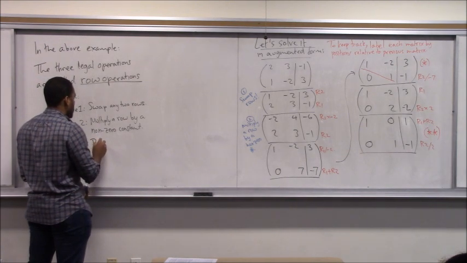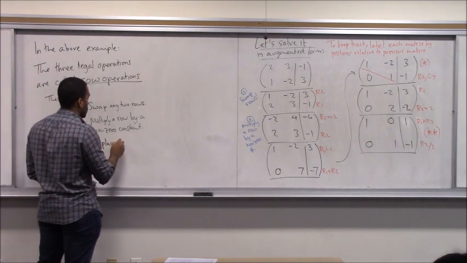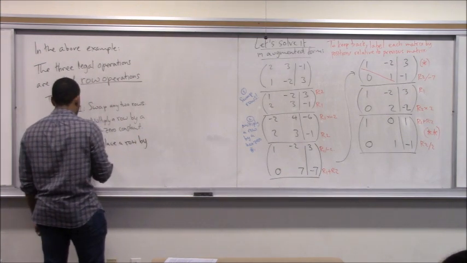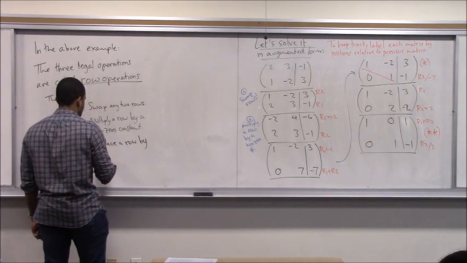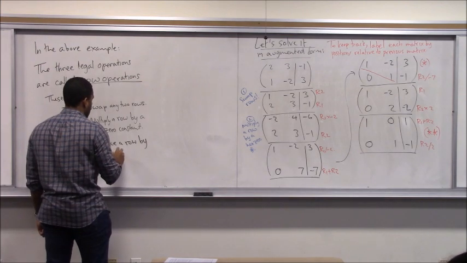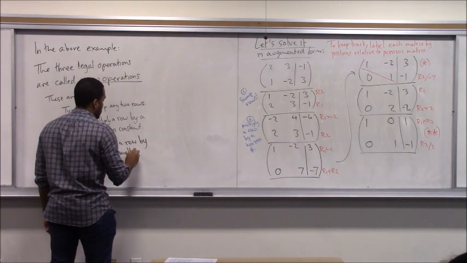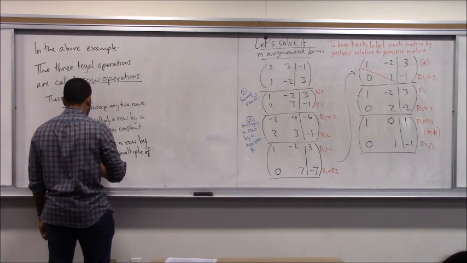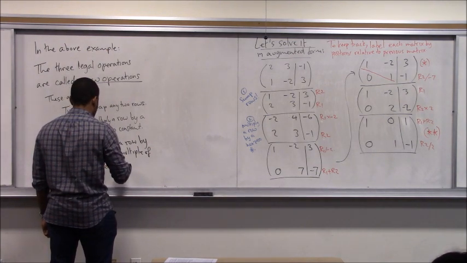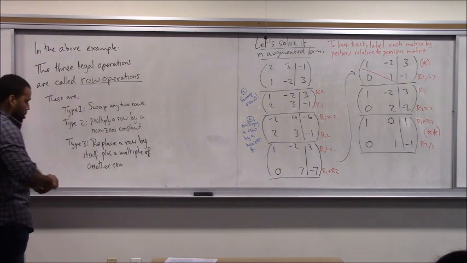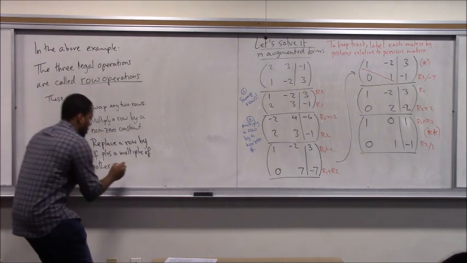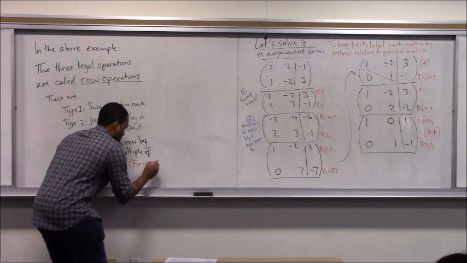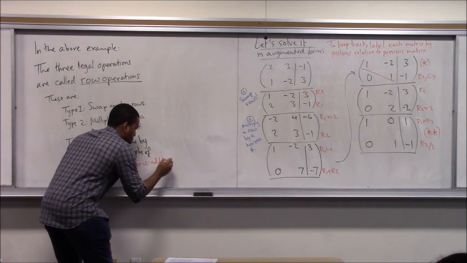So replace a row by itself plus a multiple of another row. For us, basically what I'm saying is you can add two rows together to eliminate something.